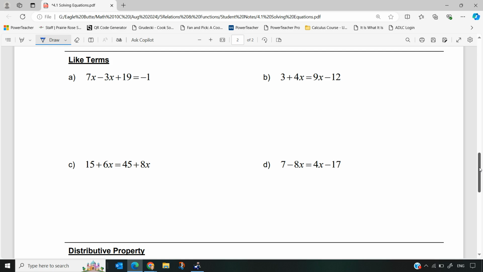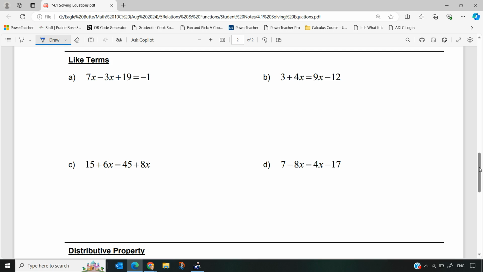Other people like to always move their variable to the left-hand side of the equation. They are both correct. It does not matter which way you approach the equation as long as you are still following the rules of order of operations. Now, if you come across an equation where it can be simplified first, please do so, because that's going to make your job easier in the end.